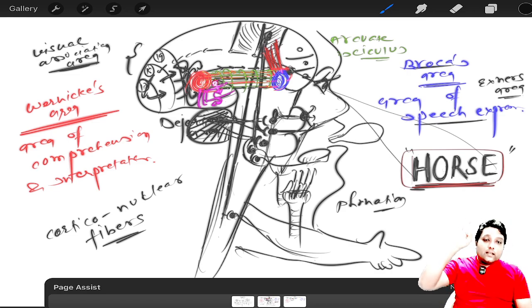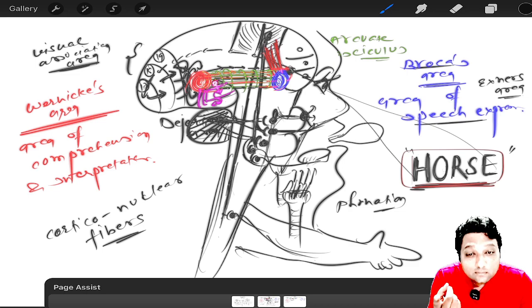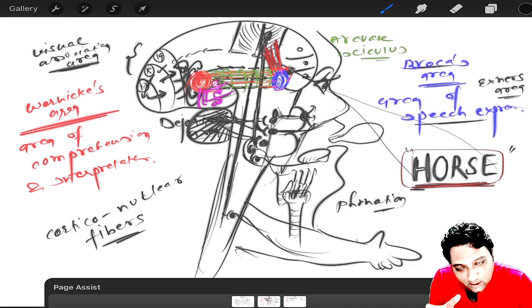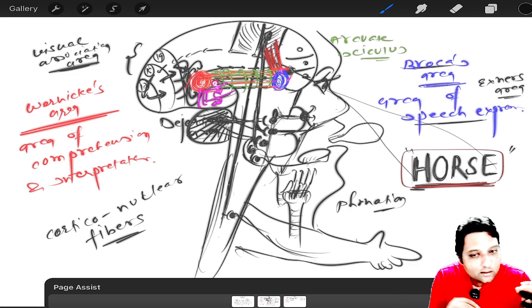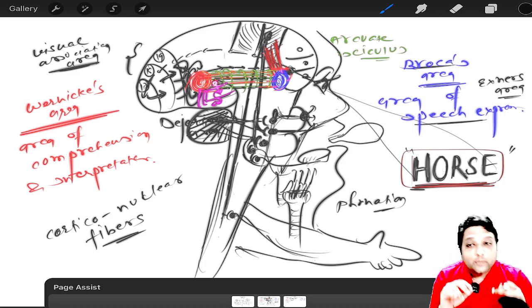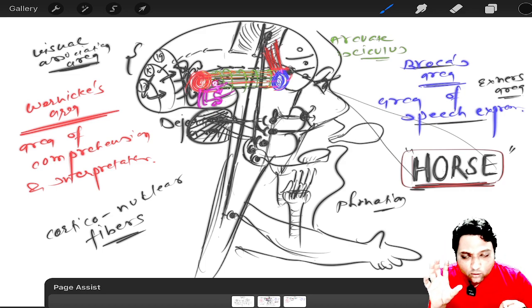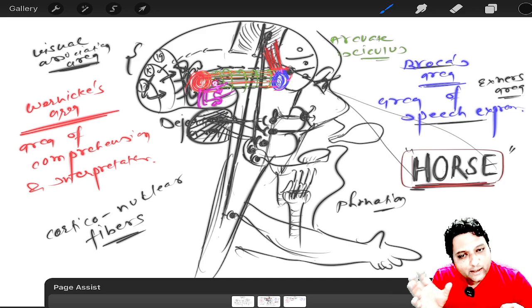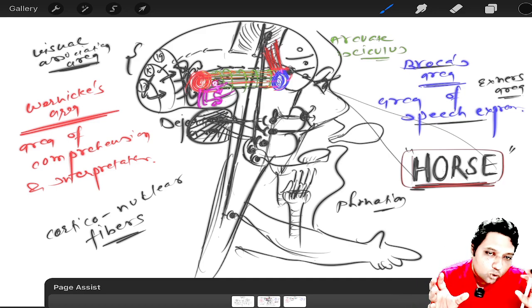First, what is language? Language is nothing but a way of communication to an individual, either through written words or spoken words. Which areas are responsible for production of speech? Wernicke's area, Broca's area, and arcuate fasciculus. The function of arcuate fasciculus is repetition of speech. Wernicke's area is the area of comprehension and interpretation, whereas Broca's area is the area of speech expression.